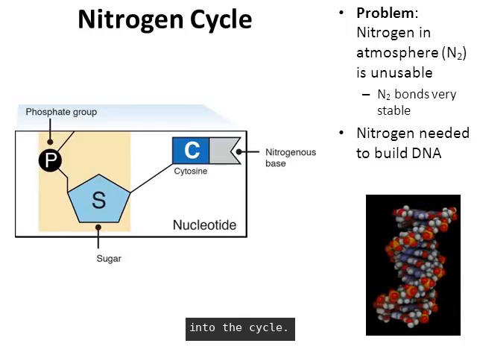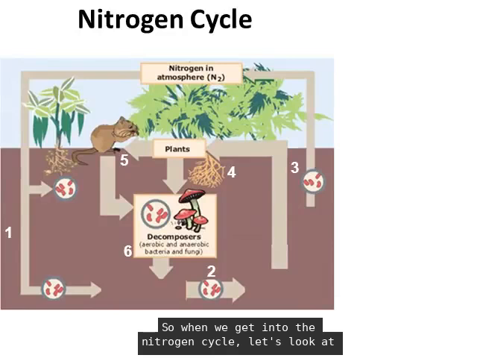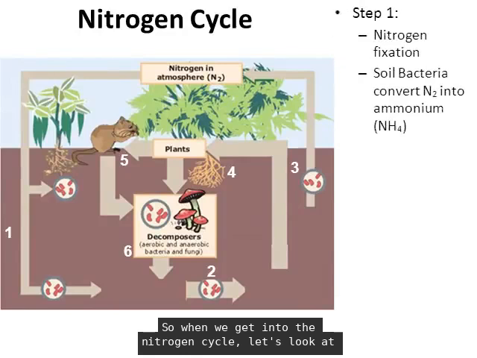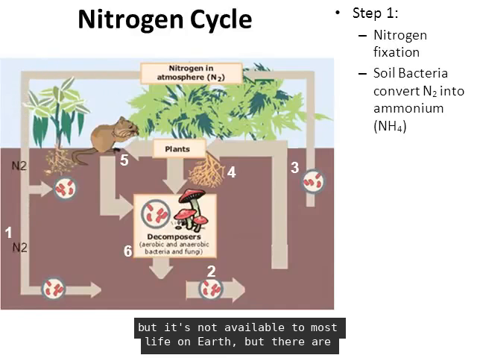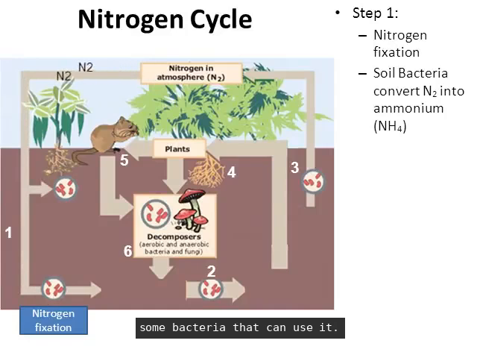Well, let's go ahead and get into the cycle. So when we get into the nitrogen cycle, let's look at area 1 of this diagram. Well, there's nitrogen N2 in the air, but it's not available to most life on Earth. But there are some bacteria that can use it.